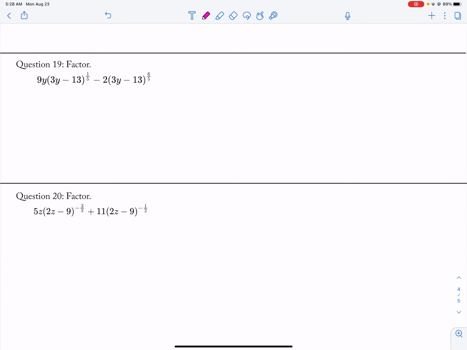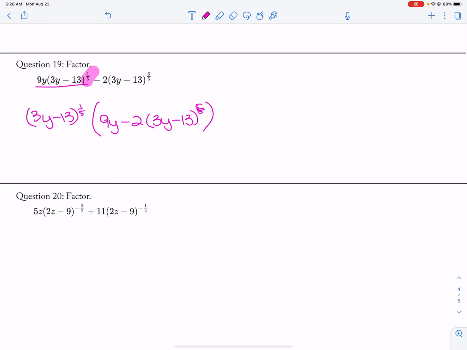Number 19, again, the smallest exponent is to the 1/5 power. So I have 3y minus 13 to the 1/5 power. I'm left with a 9y minus 2 times 3y minus 13 to the 5/5 power. Because again, I took 3y minus 13 to the 1/5 power, and I divided it.